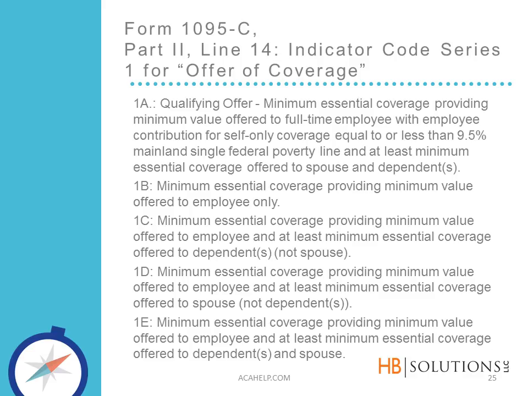But in the event this does apply, you can skip line 15. So it's important to determine if you can utilize it because it potentially makes your reporting obligations a little simplified. On the other hand, code 1E is generally the most frequently applicable code. This will apply where coverage providing minimum essential coverage and minimum value is offered to an employee and at least a minimum essential coverage was offered to the spouse and dependents. So again, 1E is generally the most frequently used code for line 14.